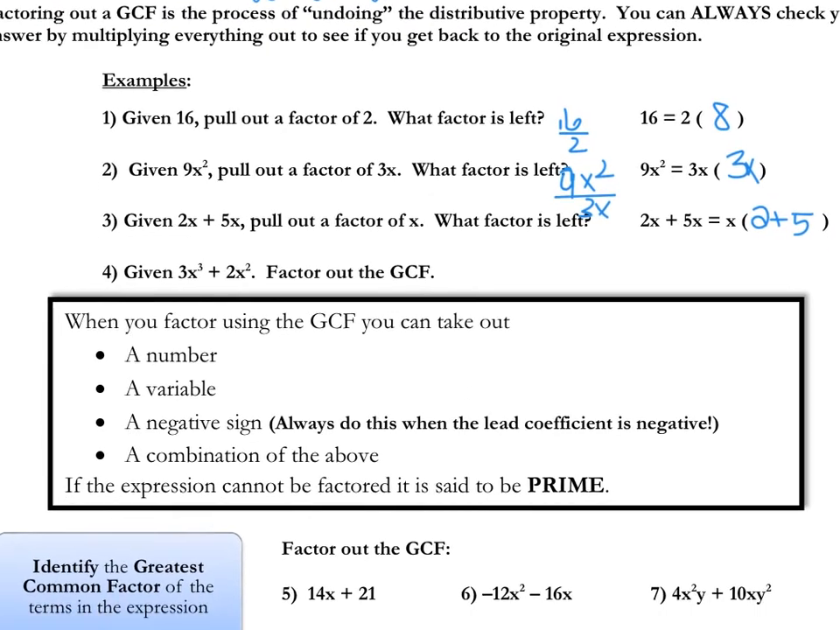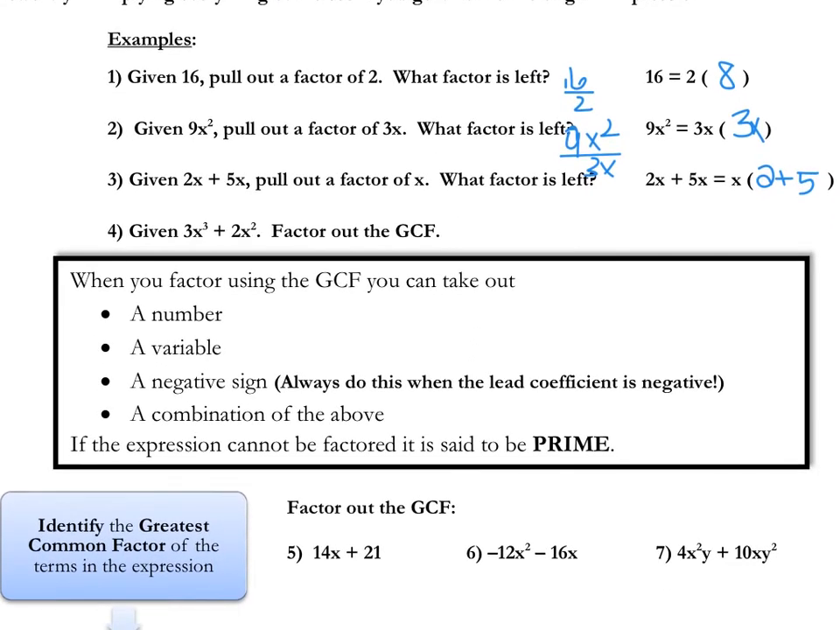Okay. All right, so when you factor out a GCF, make sure that you take out a number, a variable, a negative sign. This is one we already took an active note about, so make sure that we really pay attention to this one. Or a combination of the above. And if the expression cannot be factored, it is considered prime. So that means if you can't take a GCF out, you can't do anything else, which we're going to learn over the next couple days, then the problem is considered prime.